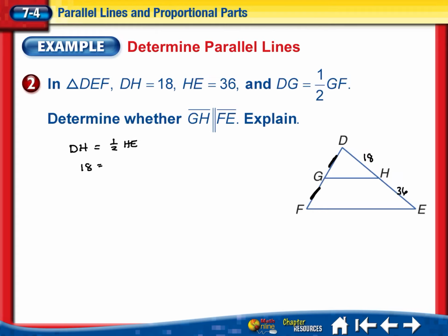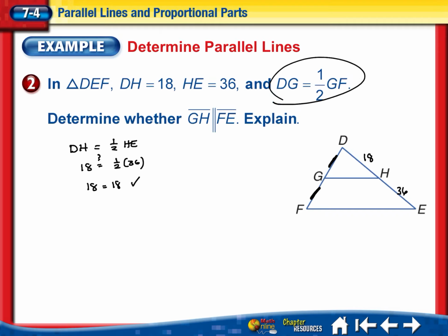So then if we substitute everything in, 18 equals half of 36. Half of 36 is 18, so 18 equals 18. That right there is our proof for showing it. There's another way to do it. Some people prefer more to set up a proportion.